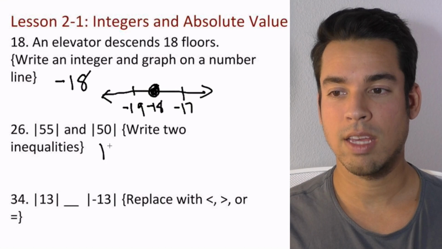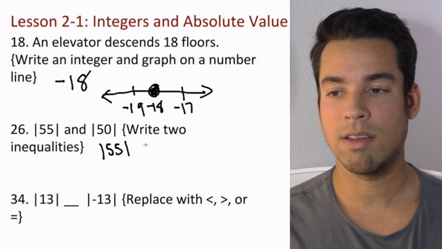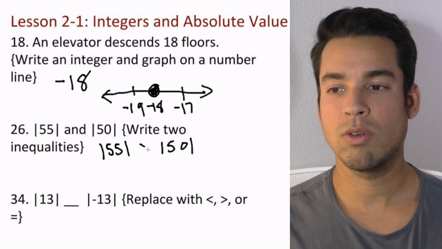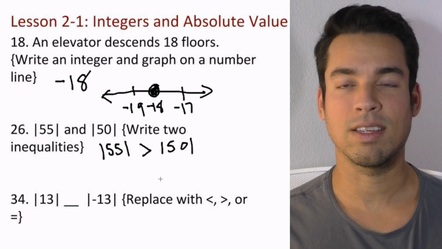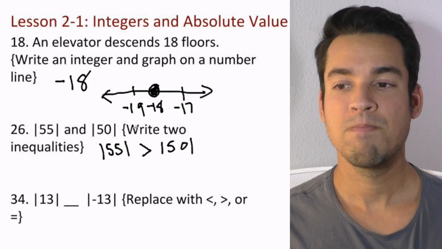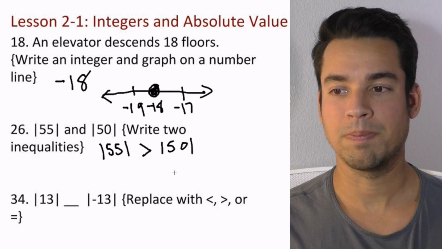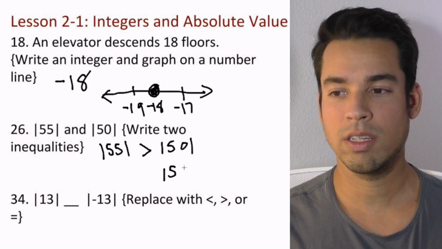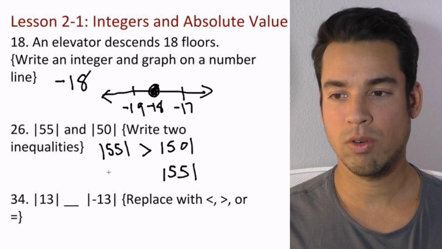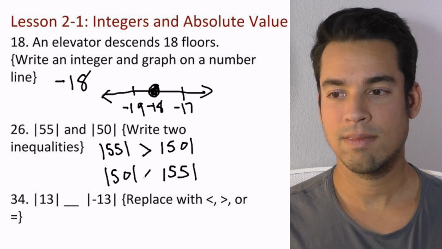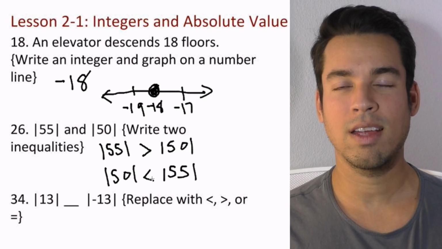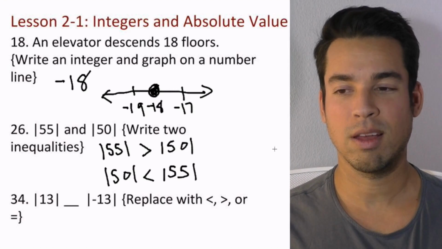So if we're looking at the absolute value of 55 and the absolute value of 50, 55 we know is greater than 50. Same thing, absolute value of 55 is greater than the absolute value of 50. A second inequality, they just want us to get comfortable with the orientation of these signs so we can write it like this. And in this case, remember, the open side always faces the larger number.